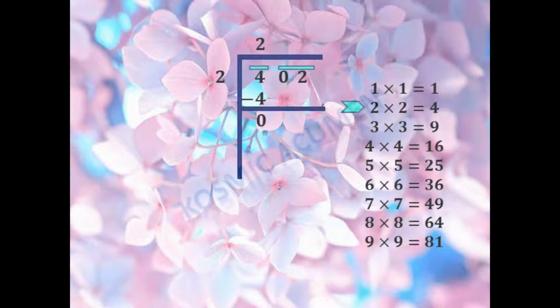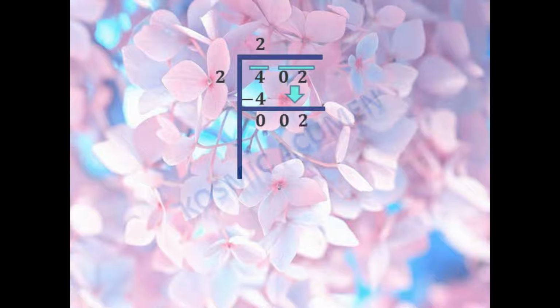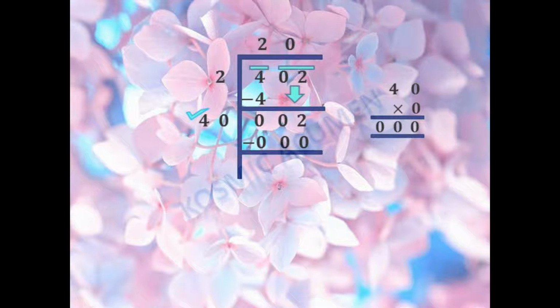Next I bring the digits of the second bar, that is 0, 2 in this case, and I write like this. So I have a number 2 now. Next I add these two numbers and I have 4. I also see that 0 multiplied by 0 will give me 0. And I can write like this. When I subtract, I get the remainder 2.